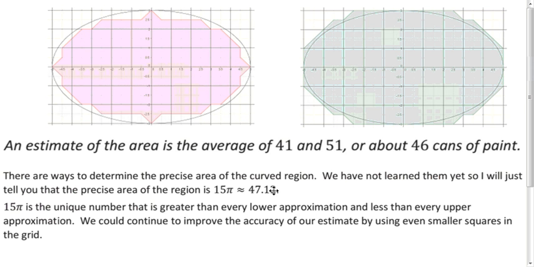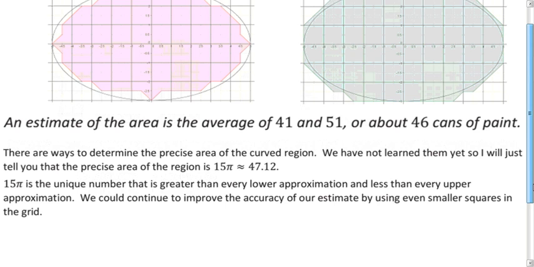And we haven't learned this formula yet, but it turns out that the exact answer is 15 pi, which is about 47.12. So this is the unique number that if you were to continue this process forever and ever, that's the only number that gets sandwiched in between the two approximations.